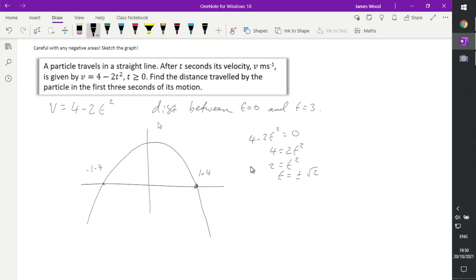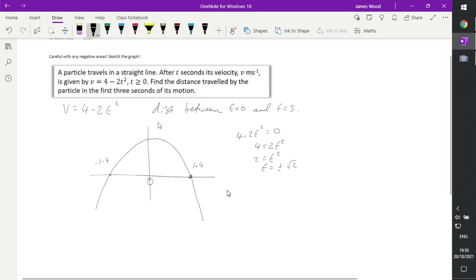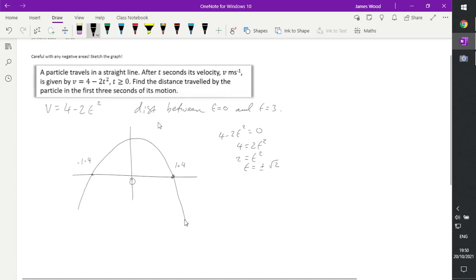Now we've got to find the distance covered between t equals 0 and t equals 3. So it's not even on my graph, is it? Let's extend this graph down a bit. And we're just going to put 3 here. I know it's not to scale, but that's fine for now. So we want to find this area here between 0 and 3. Okay, that's the area that we need to find.